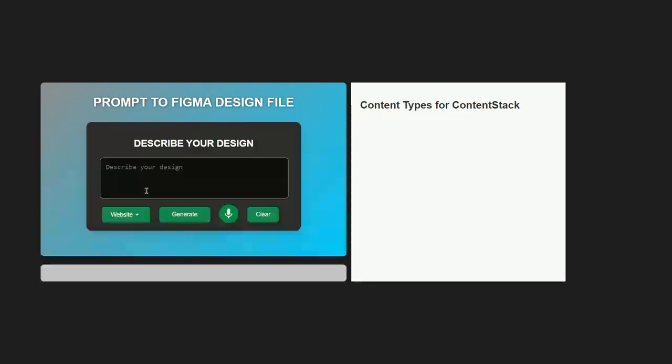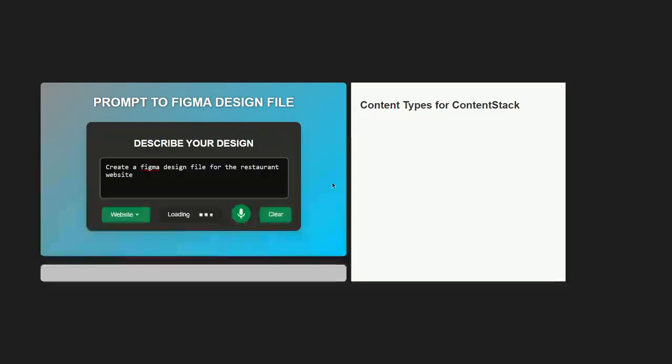The user can input the text in the text box using the keyboard or using a voice command. For example, the user can input, create a Figma design file for the restaurant website, and the user can click on the generate button.